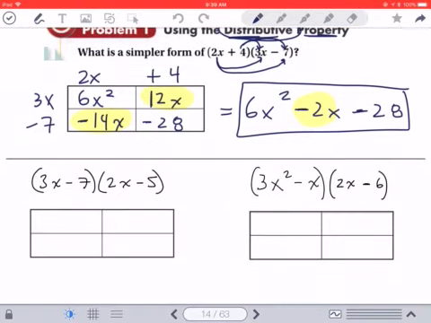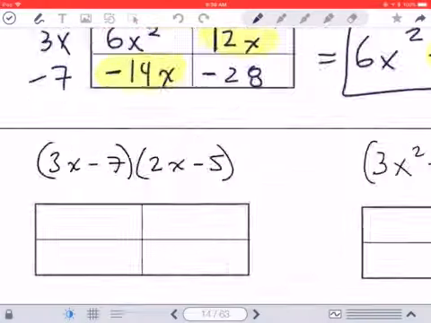All right, try these two on your own. So pause the video, try these two. I'll give you 10 seconds here to pause it, and then we'll do both of these. All right, start out with this one.